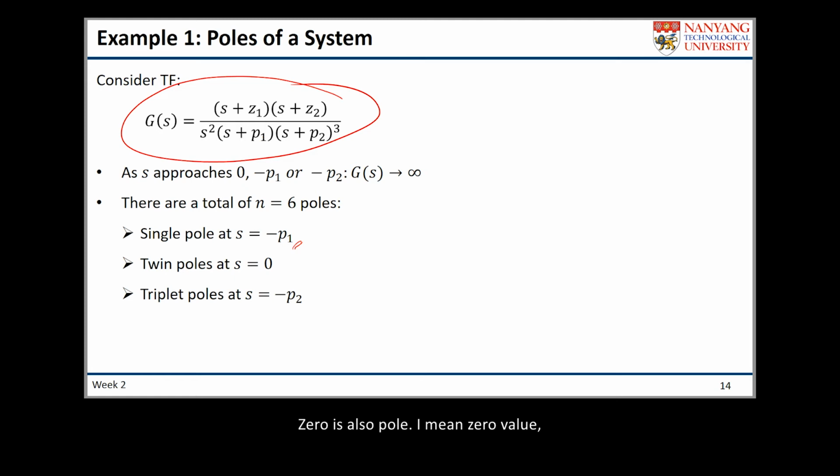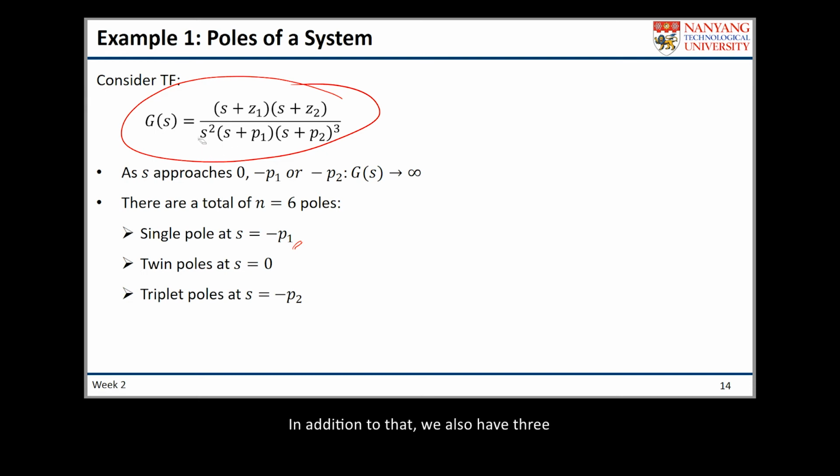0 is also a pole. I mean, the 0 value is not a zero, but a 0 value is also a pole of the system. Why? Because if you substitute 0 for s, the first term in your denominator, s squared, will become 0. The denominator will become 0, and any value divided by 0 becomes infinite. But of course, here you have two poles where s is equal to 0. So you have one pole at minus p1, and two poles at 0.